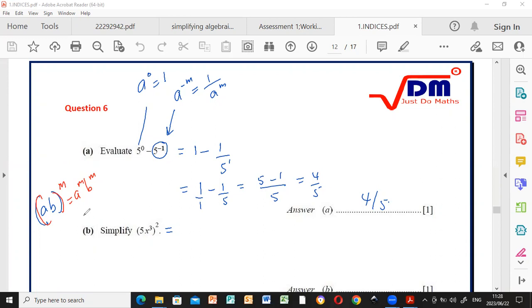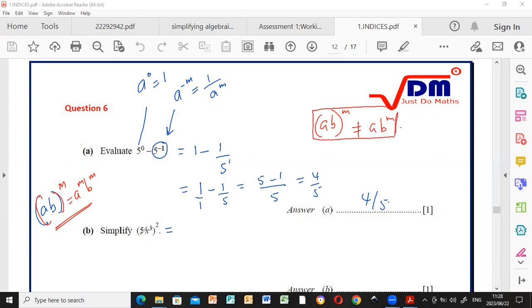Another thing that I want to quickly say is, don't ever think that (ab) to the power of m is the same as ab to the power of m. This is not the same. (ab) in brackets to the power of m means a is to the power of m and b is also to the power of m. But if I simply say a times b to the power of m, only b is to the power of m, not a. So this is completely not the same.